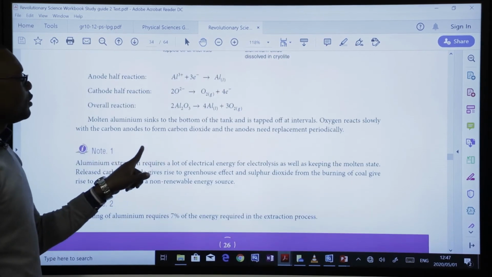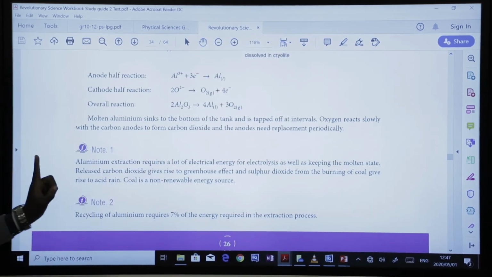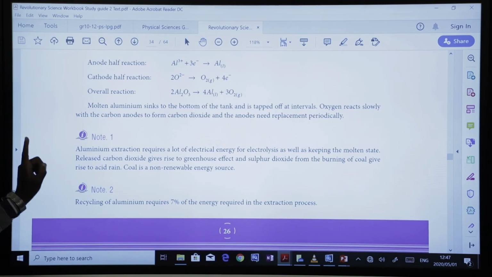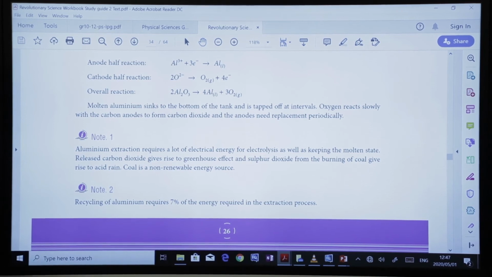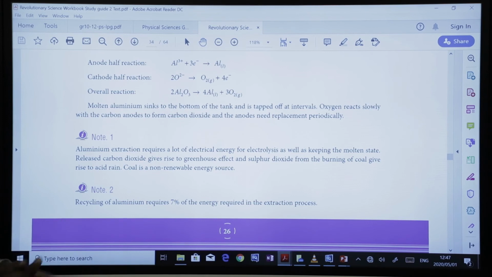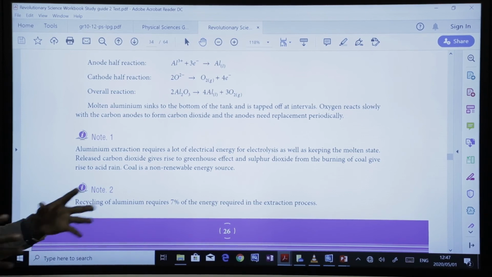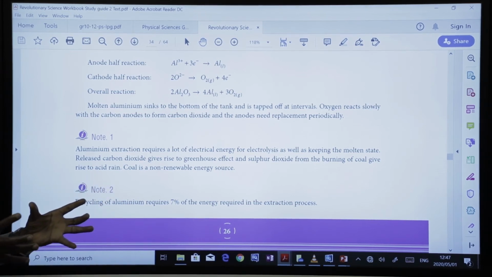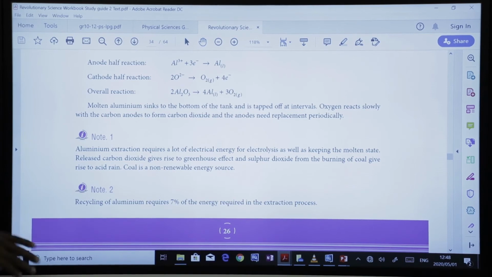So the molten aluminium sinks to the bottom of the tank and is tapped off at intervals so that it does not fill up the tank. And oxygen reacts slowly with the carbon anodes to form carbon dioxide, and the anodes will eventually become smaller and smaller and disappear. So in the long run, they will have to be replaced. Okay.